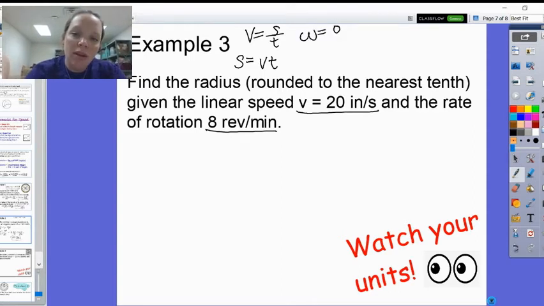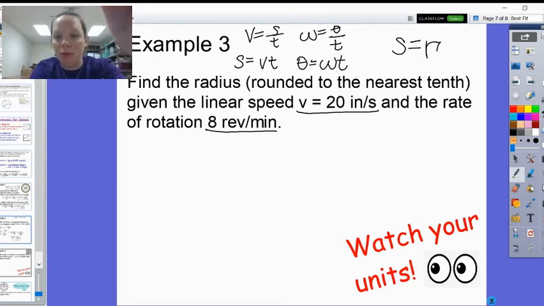Angular speed is your angle of rotation over time. If you wanted to calculate your angle of rotation, you just multiply your angular speed by the time. Hopefully that makes sense to you guys. Okay, and then the formula that you just learned for arc length is s equals r theta, right?